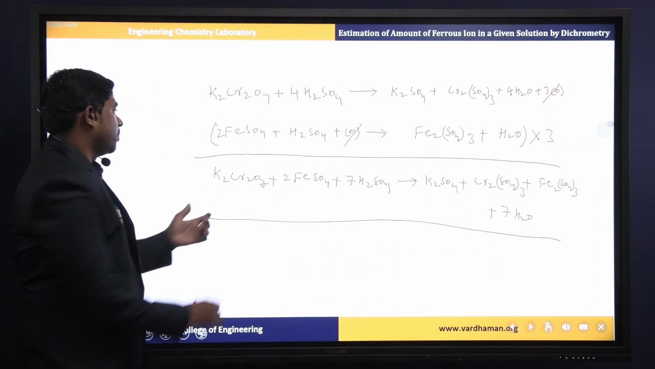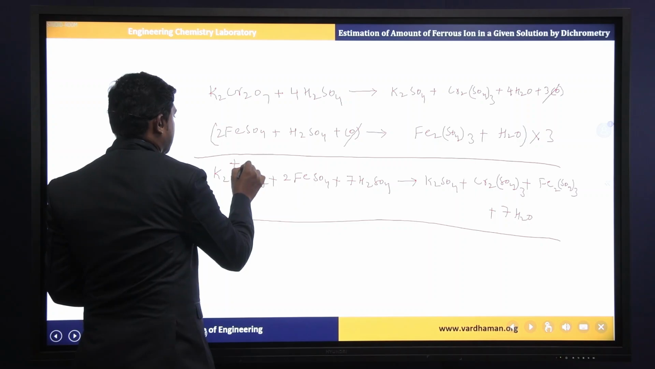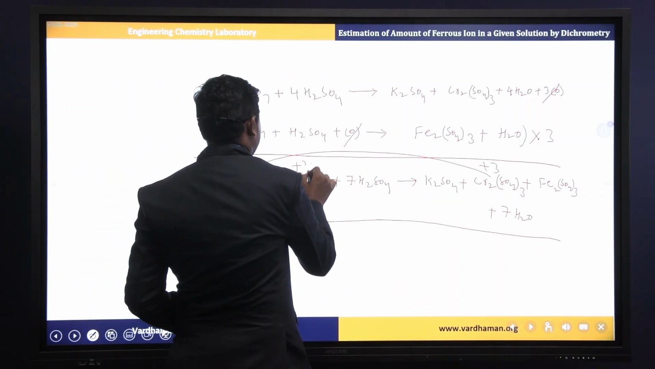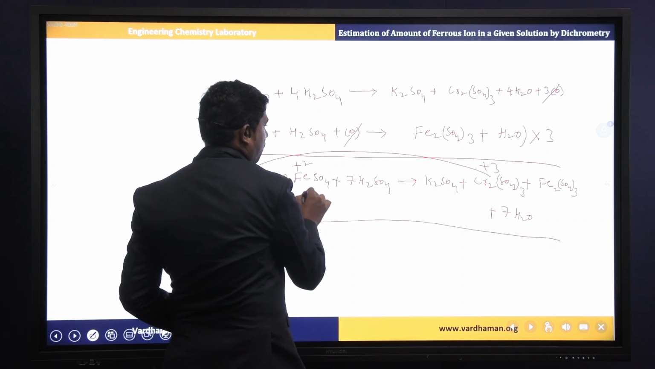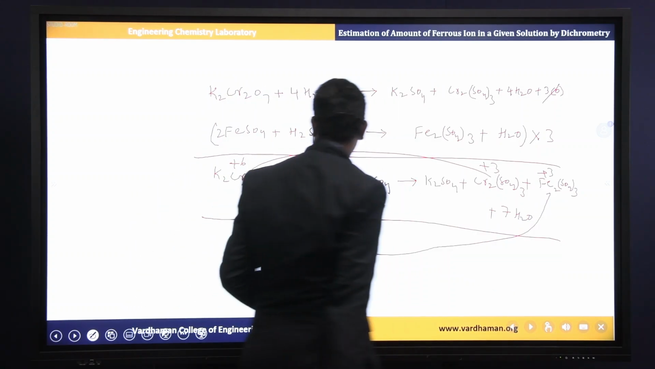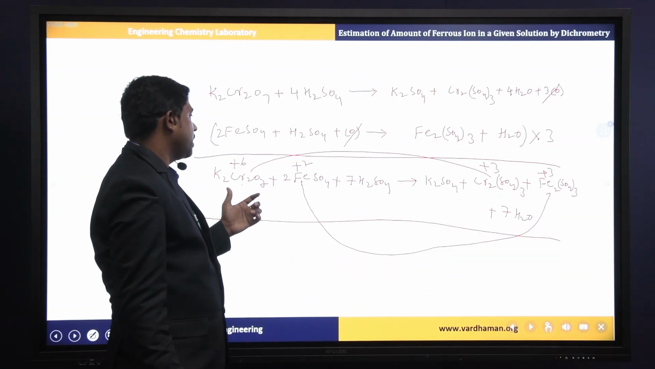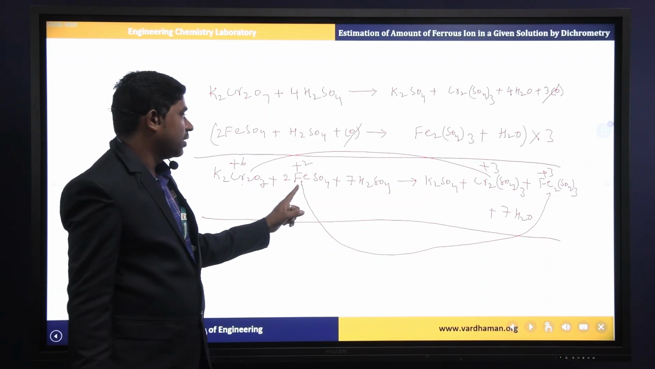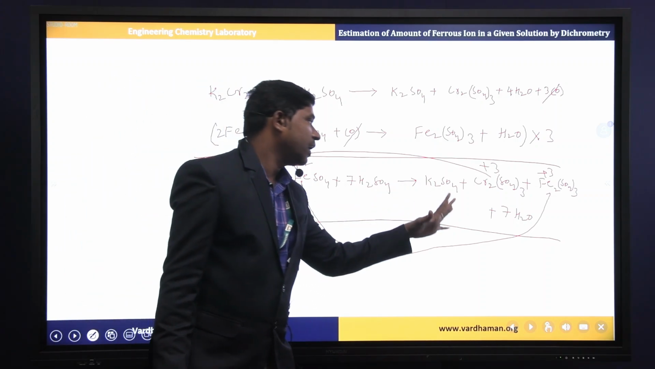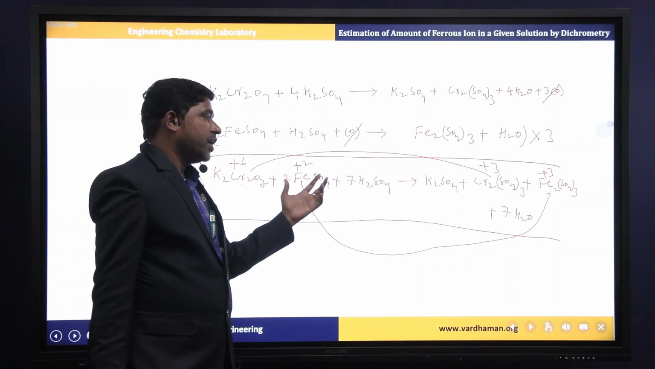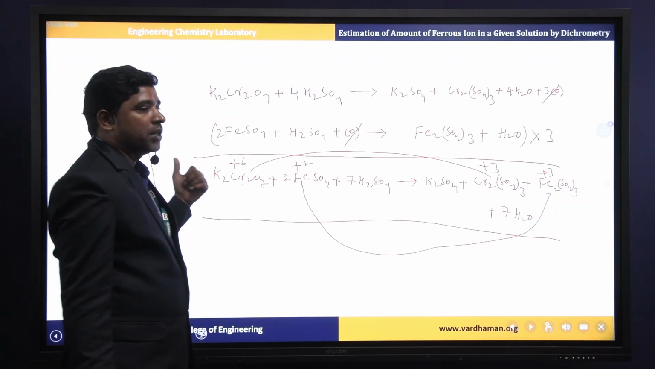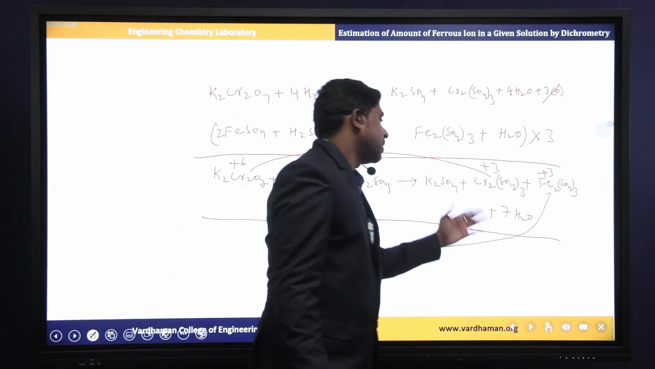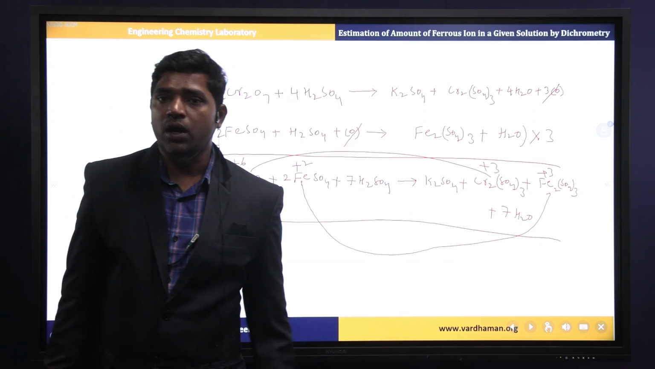Here chromium, what is the oxidation state of chromium? Plus 6. It changes to plus 3. Here Fe plus 2, ferrous, changes to plus 3. So potassium dichromate acts as a strong oxidizing agent. It oxidizes the ferrous ion; the ferrous ion changes to the ferric ion. Here Mohr's salt acts as a reducing agent. It reduces the potassium dichromate, that is chromium plus 6 changes to plus 3. So this is the overall chemical reaction.